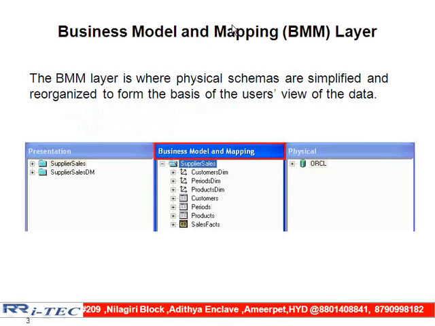Now, the next one: the business model and mapping layer, how to define it. The BMM layer is where physical schemas are simplified and reorganized to form the basis of the user's view of the data. This point is important: the basis of the user's view of the data. What is the meaning of this? In the physical layer, the object terminology is as per the database terminology. If you try to change any physical layer object name, it is going to throw an error, whenever you run it or see the data, saying the identifier is not available or the table is not available.